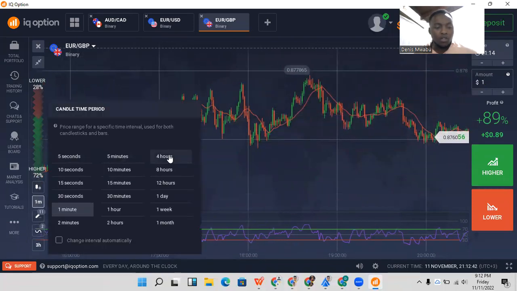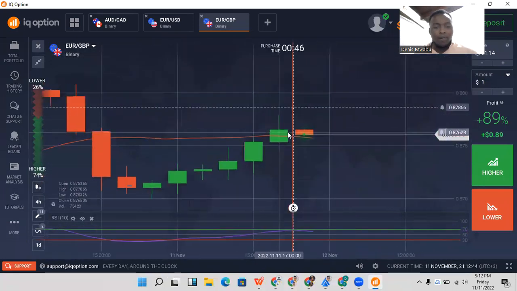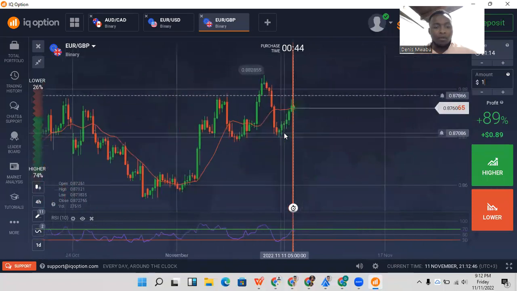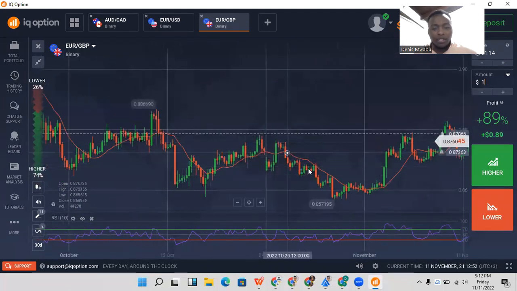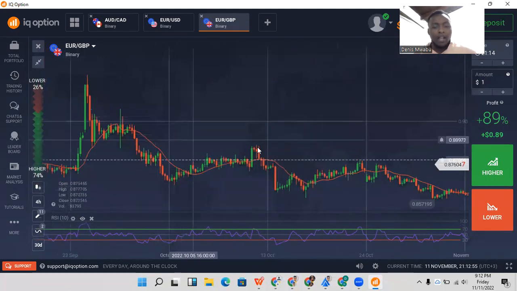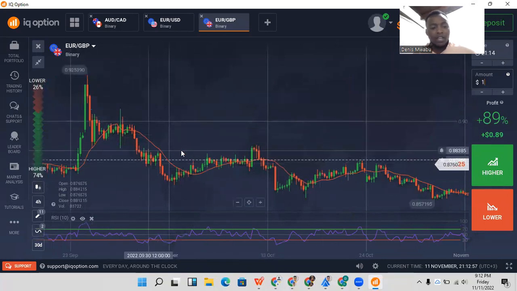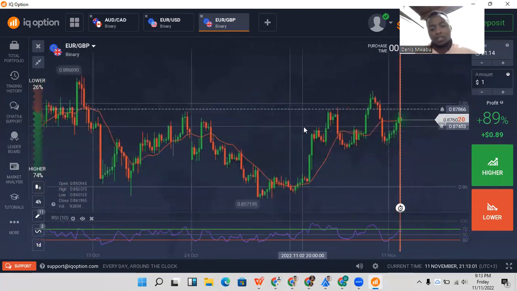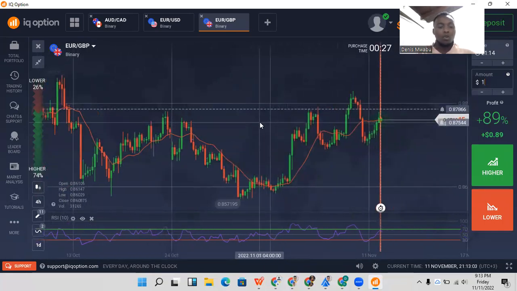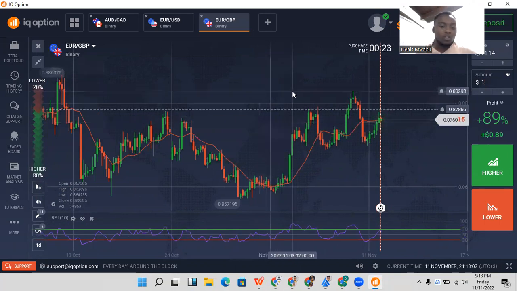So what I usually do here is I come to the 4 hours chart. On the 4 hours chart, I'm able to identify: is the price going down? Is the price going high? Is the price consolidating? Or is it on a downtrend? What is the price action? And that's why I said it is very important for you to go back and take a look at the video that I recorded on price action and trend lines.